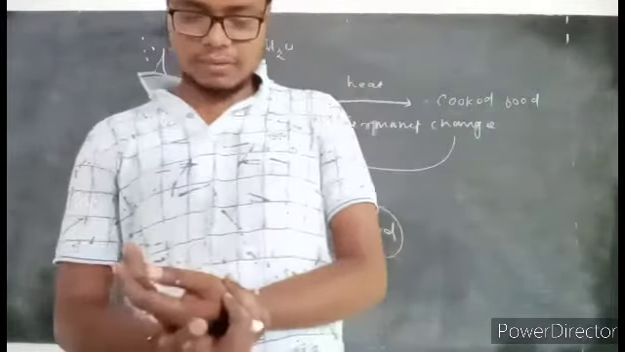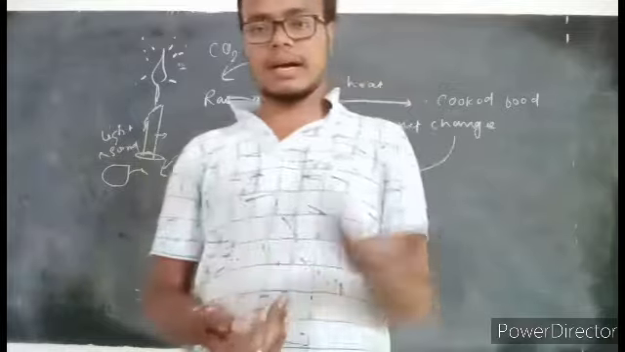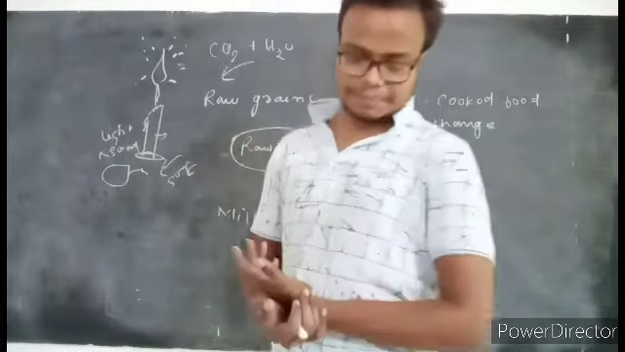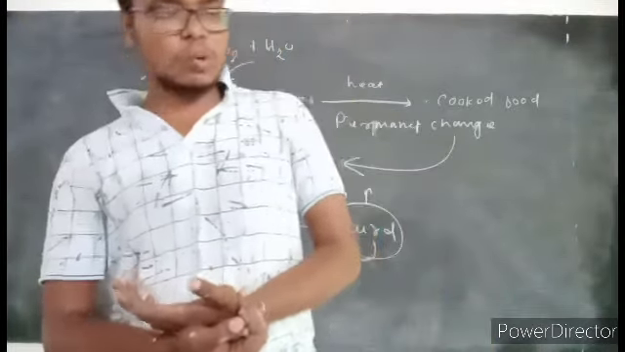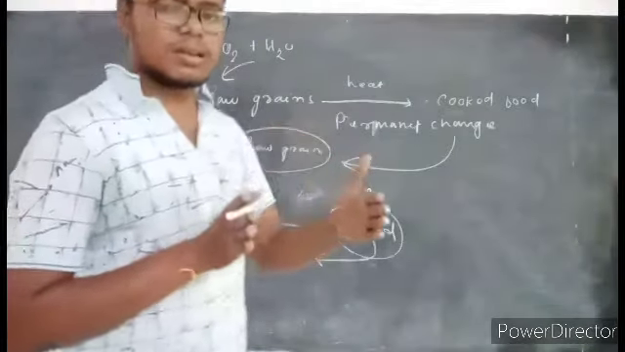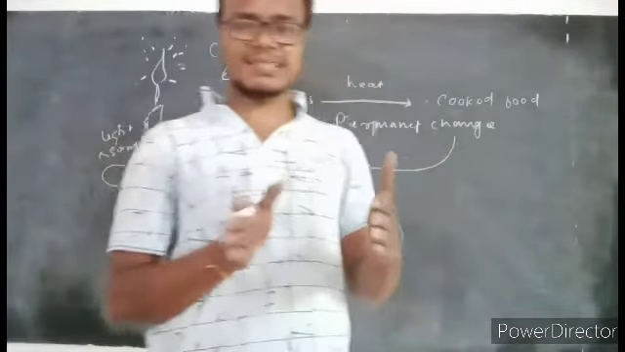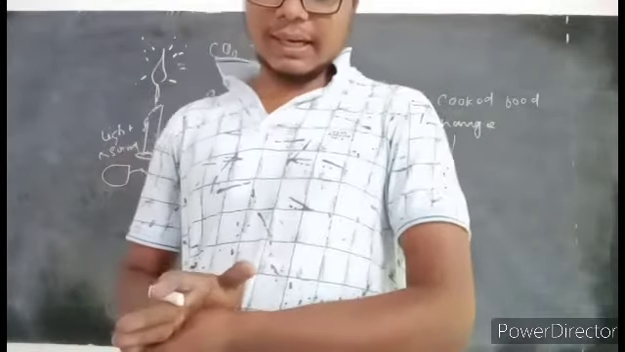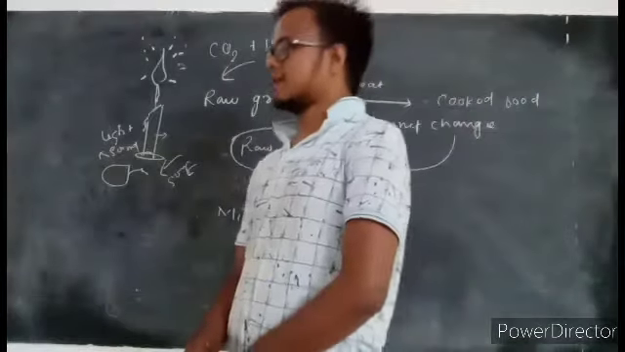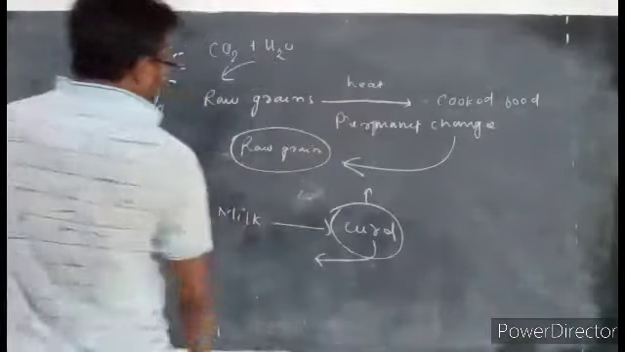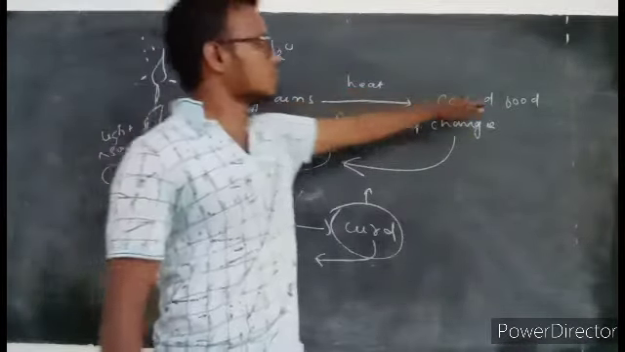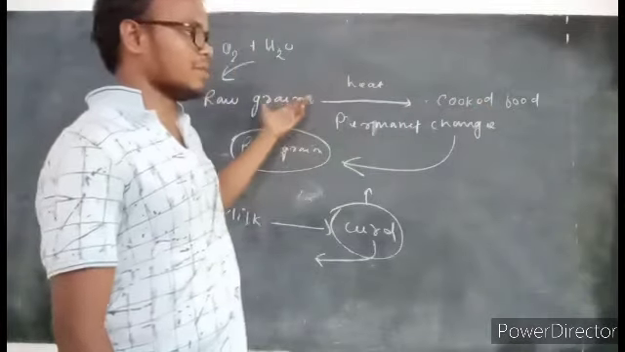Now, I have already told you what a chemical change is. Now, slow change: rusting of iron is a slow change. It occurs very slowly. It takes too much time. And it is an irreversible change. Irreversible change means when we cook food, we cannot get raw grains back from the cooked food. So this is a kind of irreversible change.